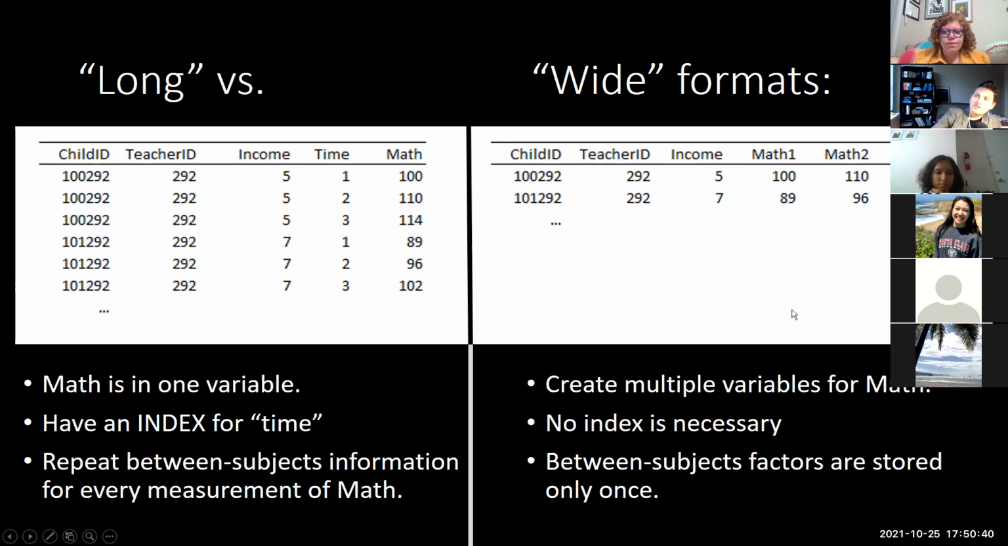And on the other side here, I have the wide format where you can see that it's 2 different kids. Each row is now a kid. They both have the same teacher. We have multiple variables for math. So I don't need an index anymore because it's implied by math 1, math 2, and math 3. So my between subject factors are only scored one time.